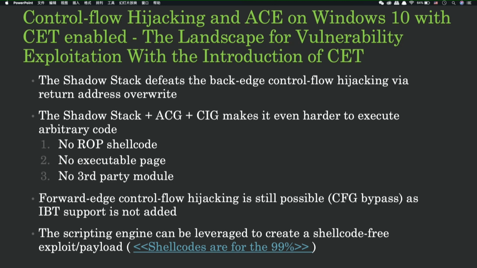But that being said, as we said in the previous section, indirect branch tracking, which is a hardware solution for CET, is not implemented in the current Windows 10 implementation. Therefore, Windows 10 currently still heavily relies on CFG for front-edge control flow hijacking. We know it is possible to bypass CFG.